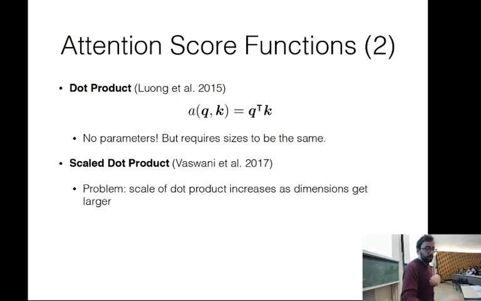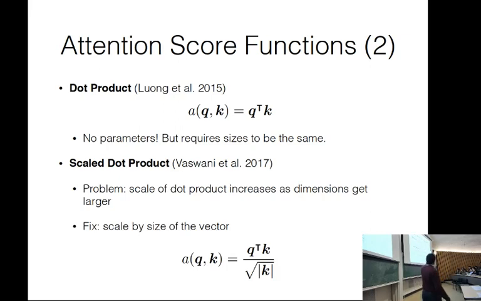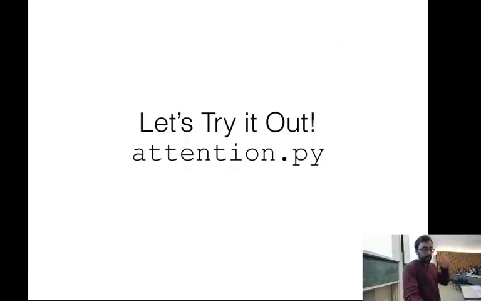And then recently, Vaswani and Google Brain noticed that this dot product has a very simple problem: as you increase the size of Q and K, the scale of the dot product increases too. So in order to keep this constrained, they proposed the scaled dot product, where it's basically the exact same thing, except the final output is normalized by the size of the vector. Okay? There's code for you guys to try it out later.